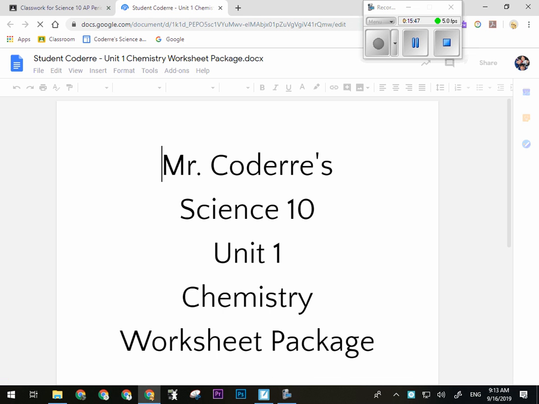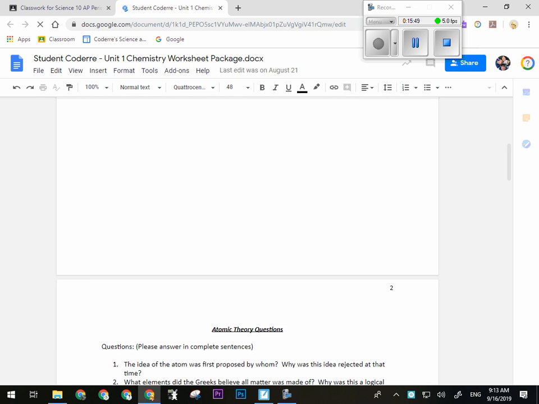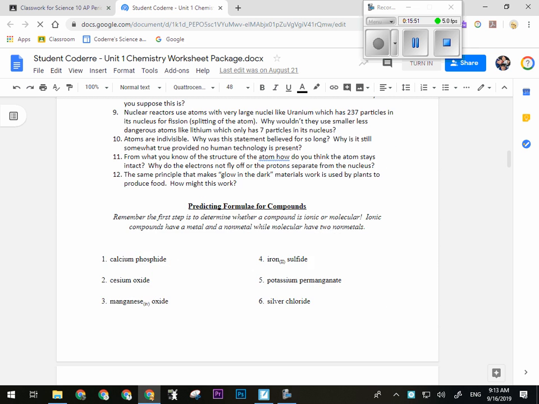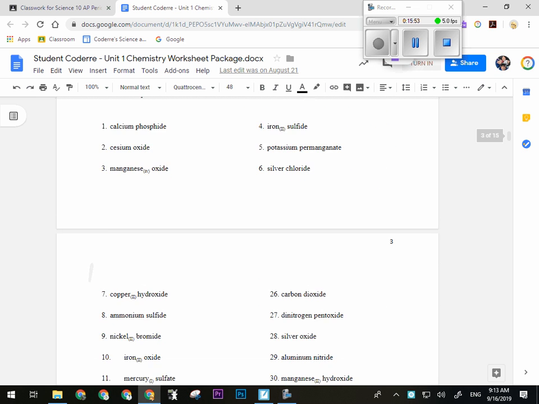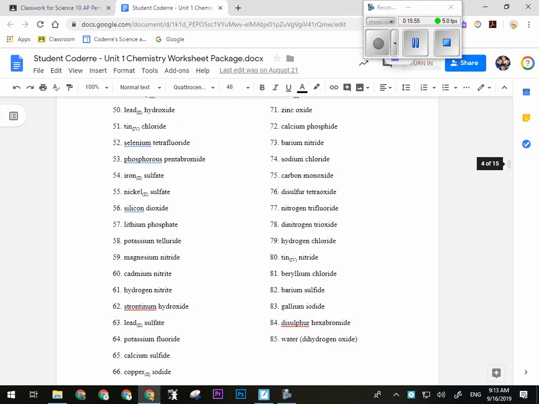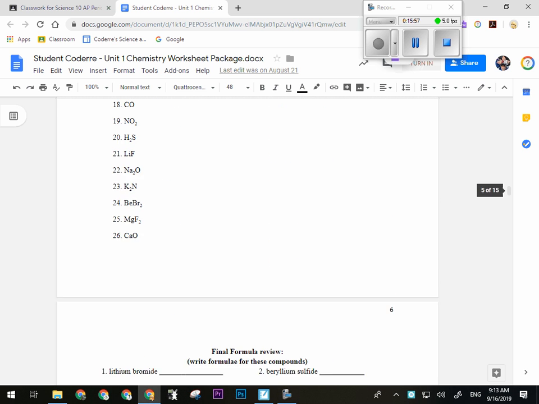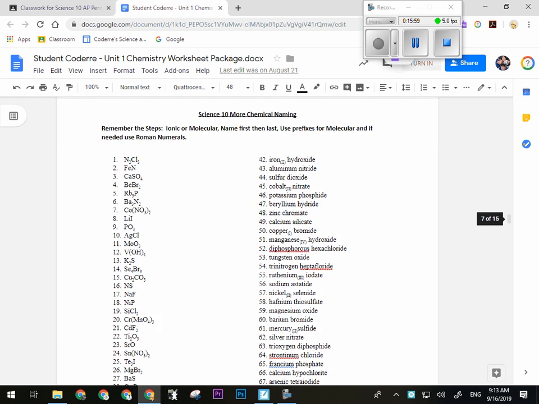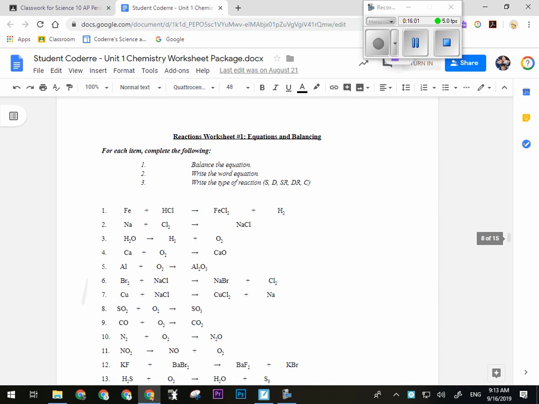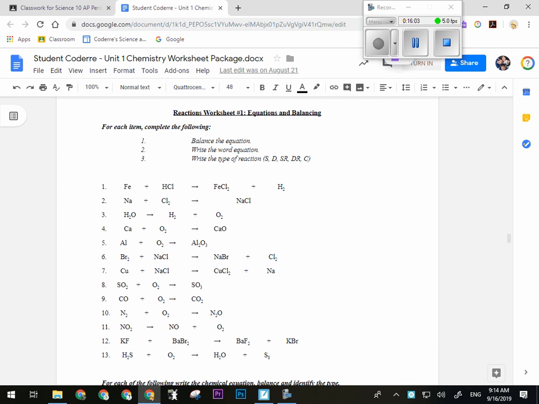So find the sheet in this file. It should be the next thing after all the naming sheets, which there were a lot of. Okay, there it is. Reactions worksheet number 1, equations and balancing. So balance the equation, write the word equation, write the type of reaction, and sorry, that one's the other way.